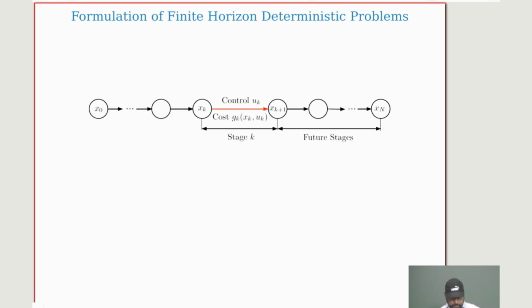So how do we formulate such a problem? In a finite horizon problem, basically you have states, and here I will use the notation x naught for state. So you start from state x naught, and then x1, then x2, and so on. And let's say you reach a state xk, an arbitrary step xk that is being used here.